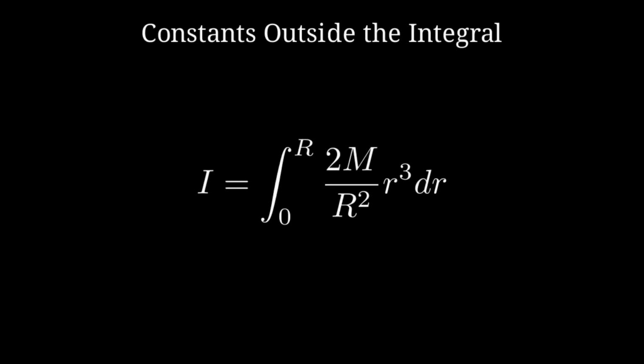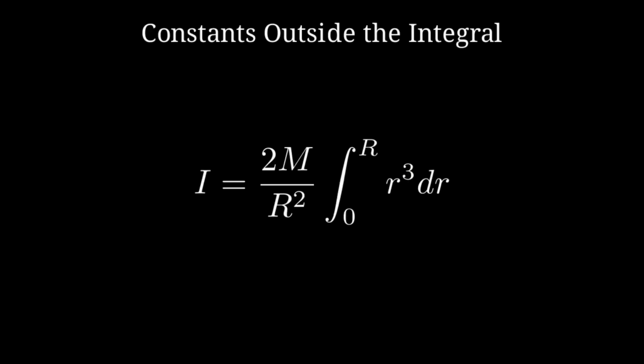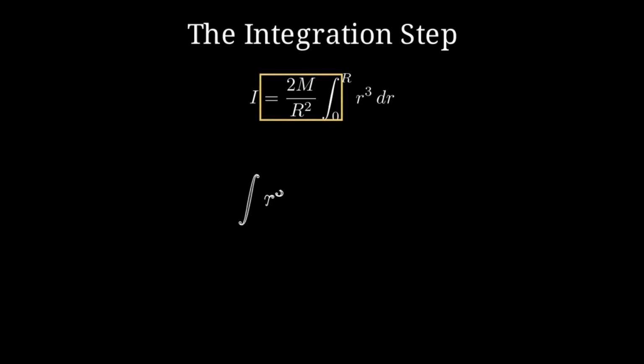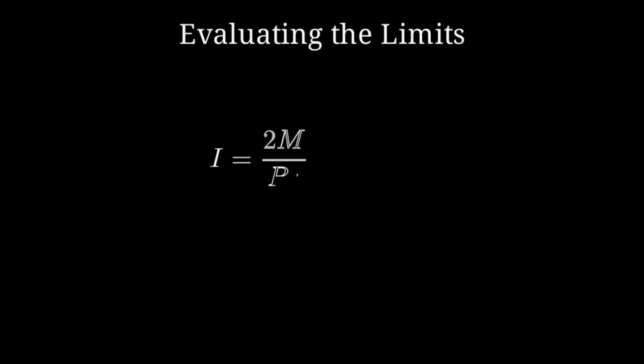We move the constant terms, 2M over R squared, outside the integral, leaving us to integrate r cubed with respect to r. Applying the power rule for integration, the integral of r cubed is r to the power of 4 divided by 4, evaluated from 0 to R. Plugging in the limits, we get R to the 4th over 4.